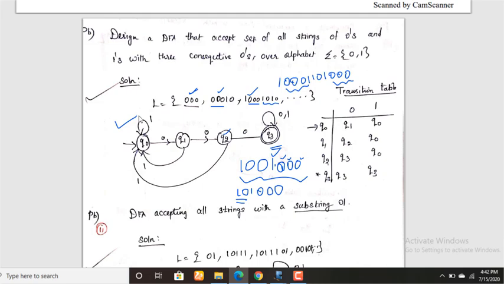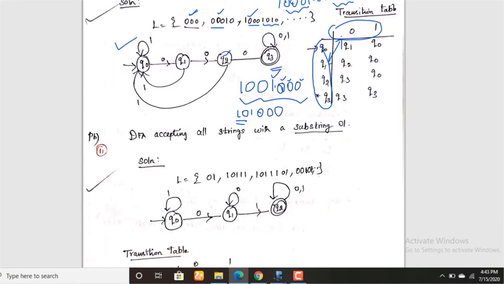And next step, draw the transition table. So write the number of states and number of inputs. In this transition table you are going to map from this DFA to the transition table. Okay, this problem is over.